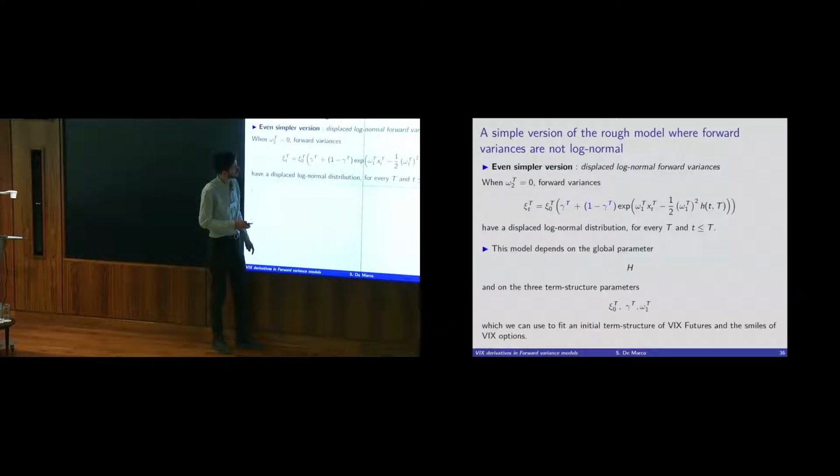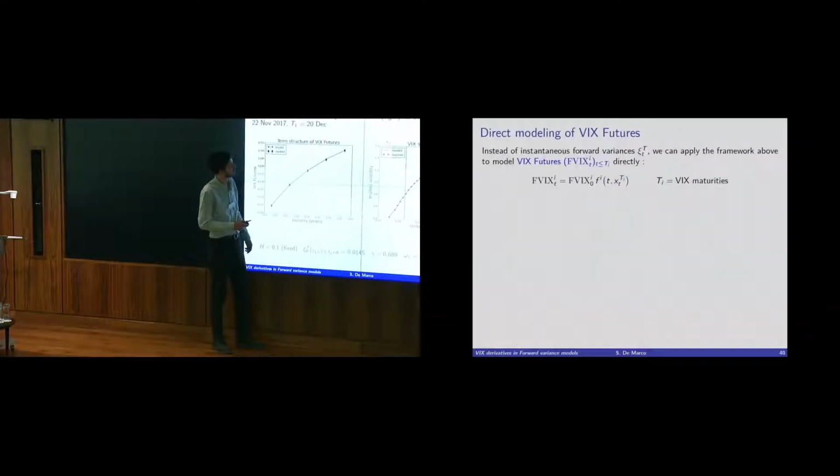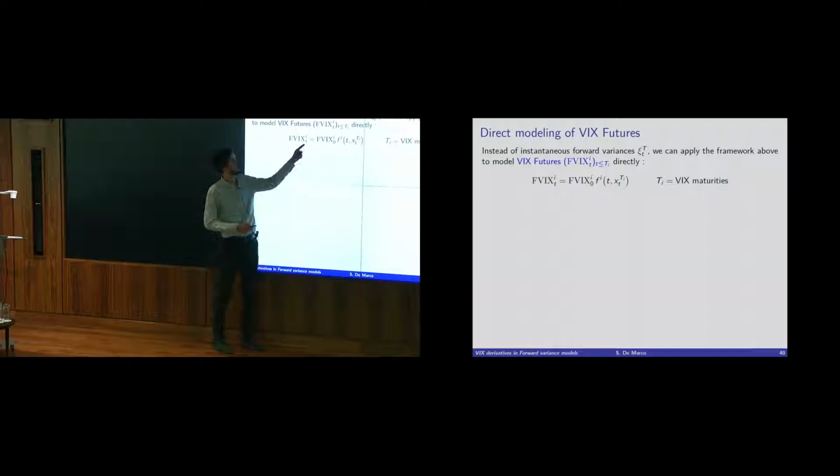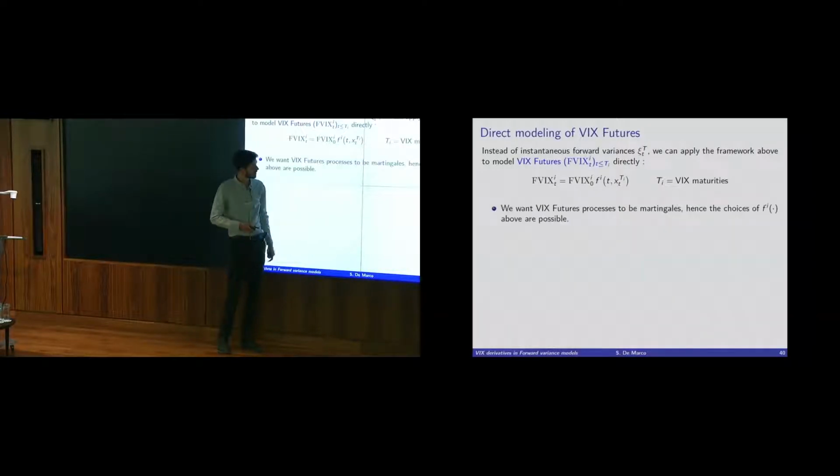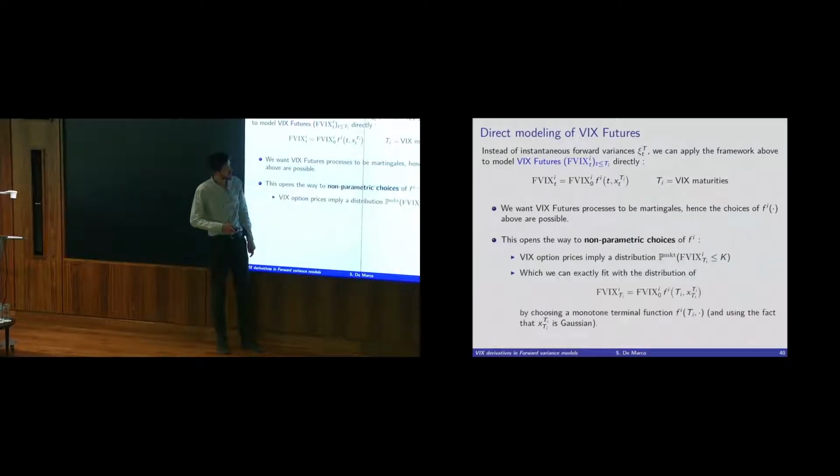But what you can do, which I again skipped super quickly, is go to the modeling of VIX futures directly with the same framework. And if you model VIX futures directly, you still work with martingales under your pricing measure, and here you can precisely do a non-parametric choice of f.